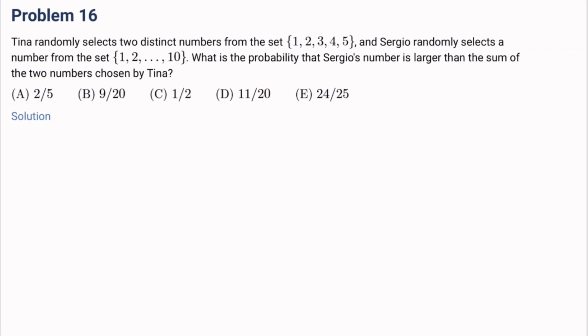Number 16, Tina randomly selects 2 distinct numbers from the set 1, 2, 3, 4, 5, and Sergio randomly selects a number from the set 1 to 10. What is the probability that Sergio's number is larger than the sum of the 2 numbers chosen by Tina?